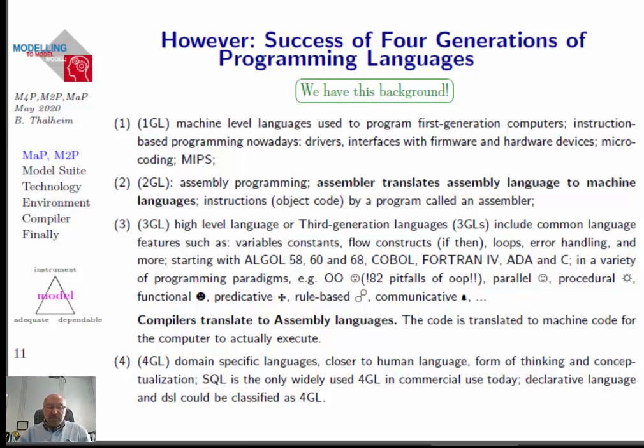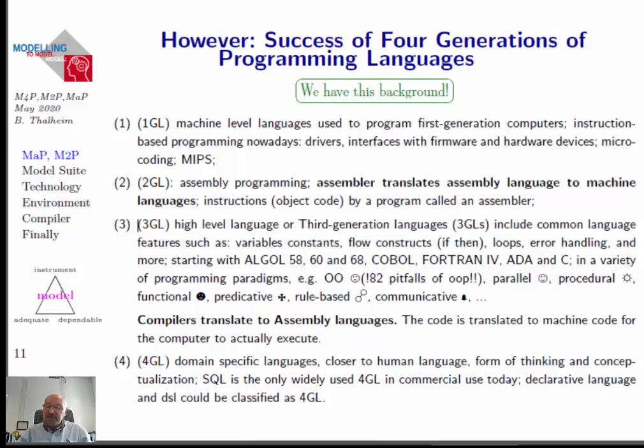The classical example for a fourth generation language is SQL, the structured query language used for database applications. It is widely used in commercial daily use nowadays. It is a language concentrated on database issues. It is, however, a declarative language, and as a domain specific language it is a fourth generation language.